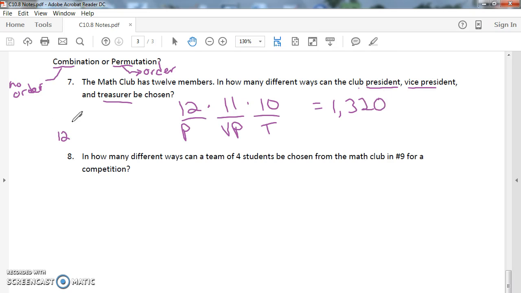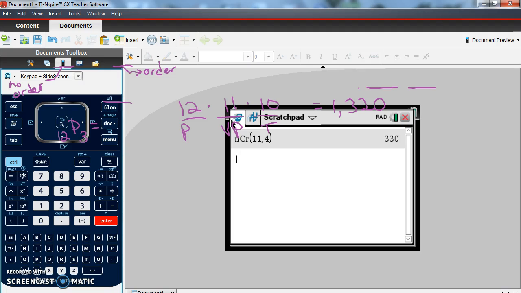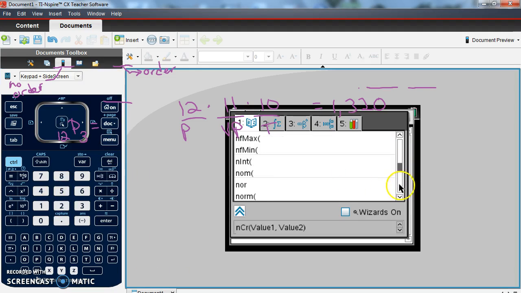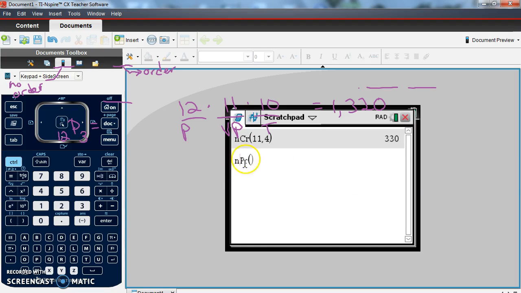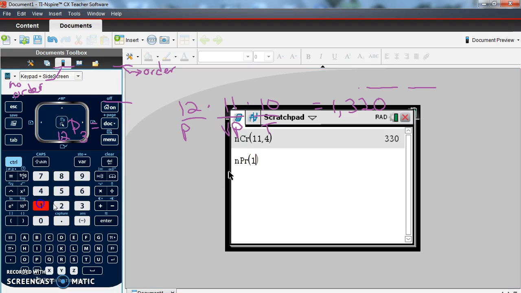Alternatively, we can say there are 12 math club members, order matters, so we'll use a permutation, and there are 3 positions that we're going to choose. And in that situation, we'll come over here to the calculator. And again, the nPr is on this list as well. It's just a little farther down. So we'll select that. We have 12 members to choose from, and we're choosing 3. That will give us that same 1,320 that we found using the fundamental counting principle.